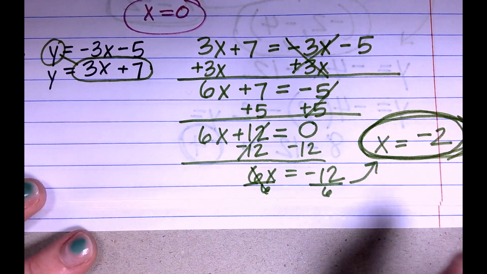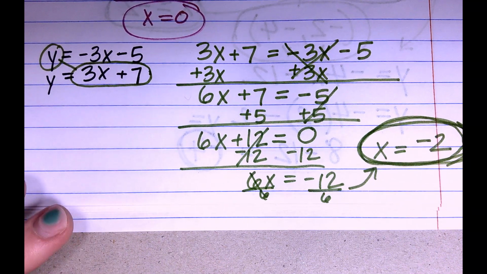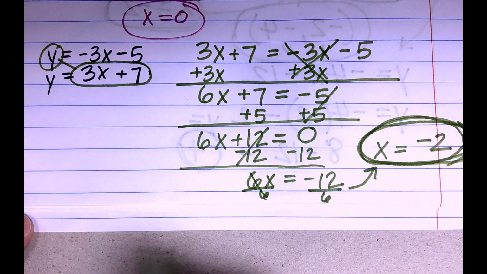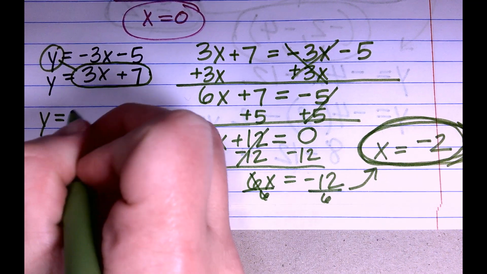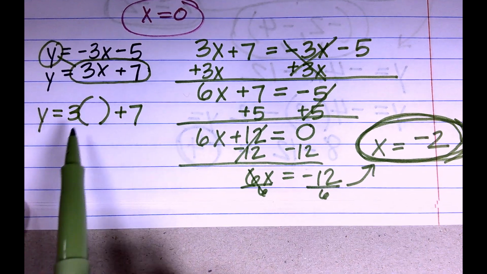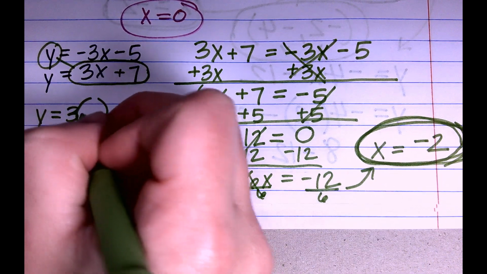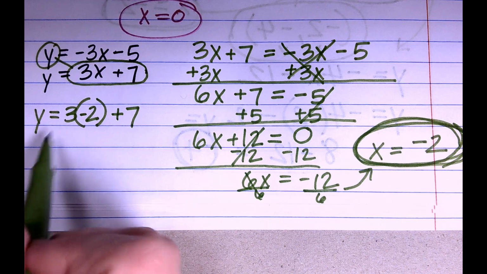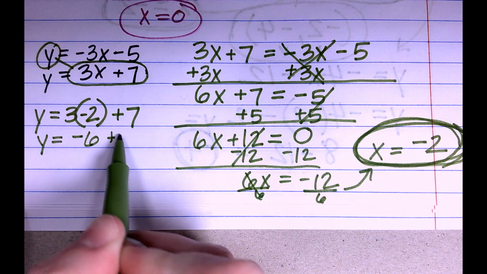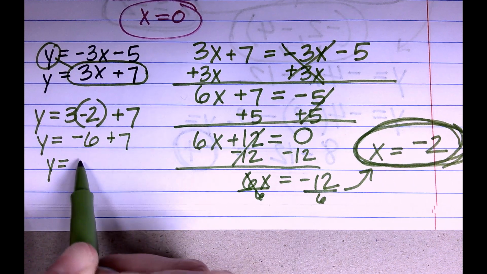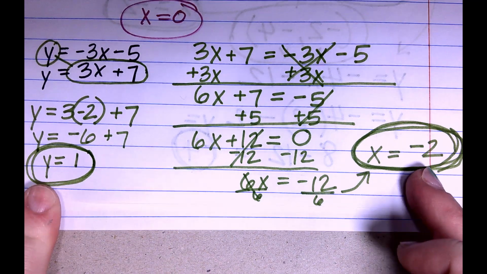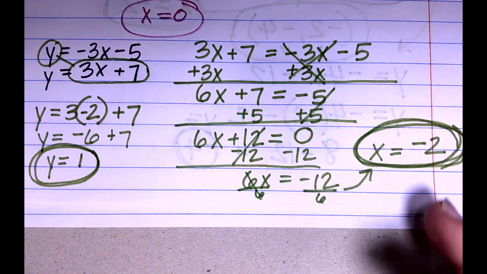So I'm going to use the second equation since it is positive numbers. I'm going to just rewrite it. Y equals 3, leave a space for x, plus 7. What am I writing instead of x? Good. Negative 2. 3 times negative 2 is negative 6. Negative 6 plus 7 is 1. So x is negative 2, y is positive 1. Woo! Lot going on there, you guys.